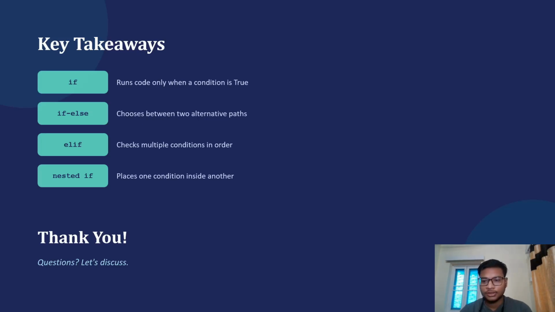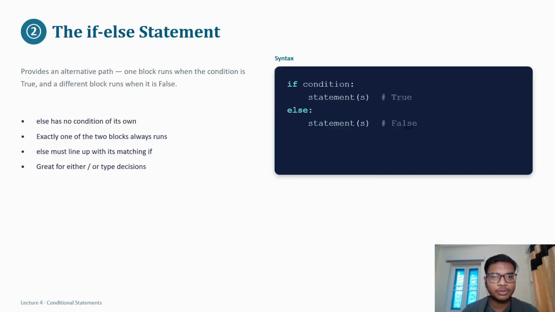After that, this is all about the conditional statement chapter, and these are the key takeaways. If runs code only when the condition is true. If-else chooses between two alternative paths. Elif checks multiple conditions in order. What do you mean by nested if? It places one condition inside another. So this is all about if-else, elif, and nested if. All these things we have completed today.